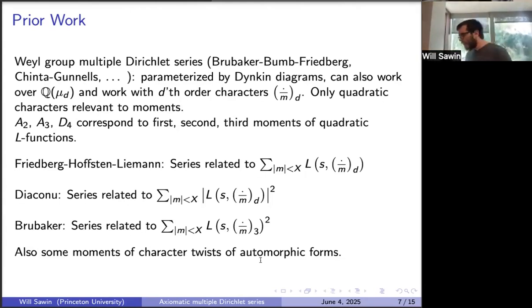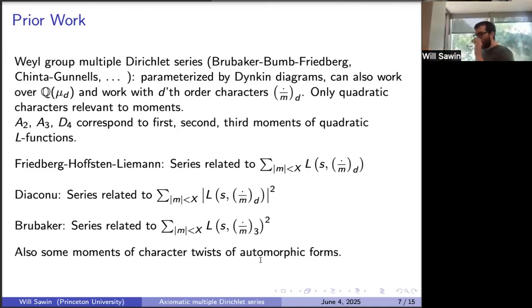And there's a couple other examples which are related to automorphic forms. Anytime you have the second moment of a Dirichlet L function from such a series, you can also get the first moment of the L function of a modular form on GL2, twisted by the Dirichlet L function. When you have the third moment of the quadratic character, you can get a modular form on GL3. And then for the first moment, you can do twists of automorphic forms on GL1.